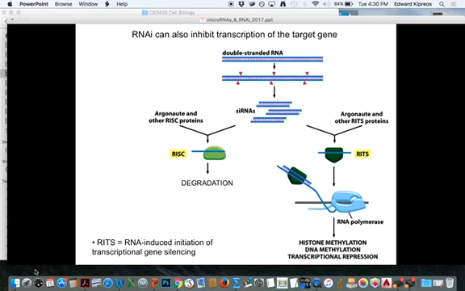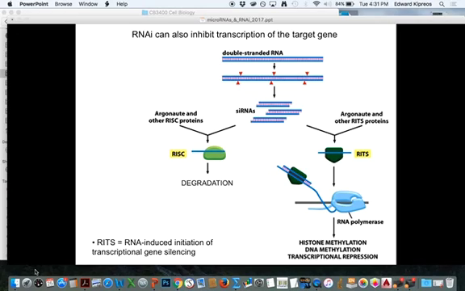But in the nucleus, there's another complex called RITS, for RNA-induced initiation of transcriptional gene silencing. This RITS complex is also going to bind to the siRNA, but it's looking for pairs on the mRNA as it's being made by RNA polymerase. Okay? When it gets that link, the RITS is going to cause DNA methylation and histone methylation in this region, because it can bump up with the DNA, and it's going to repress transcription.